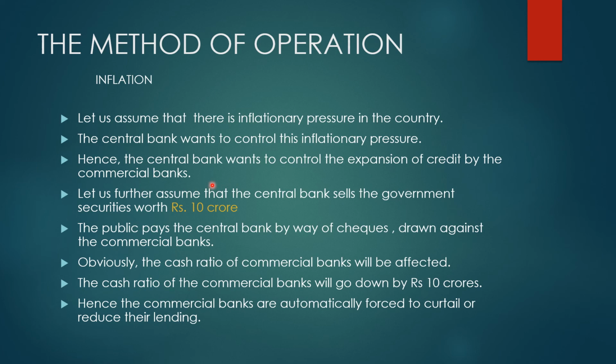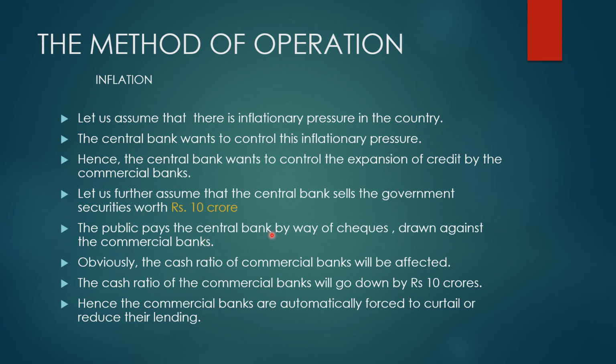Now to control this inflationary pressure, the central bank will control this credit expansion by the commercial banks, as I discussed in the motives. We have to put a bar on the expansion of credit in order to control inflation in the country. Let us further assume that the central bank sells government securities worth 10 crore. Very simple. The central bank comes into OMO and sells 10 crore of government securities in the open market.